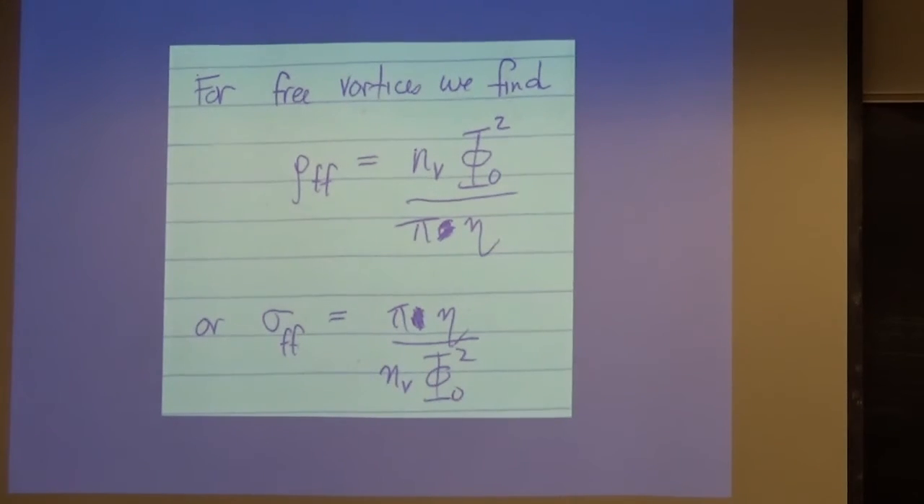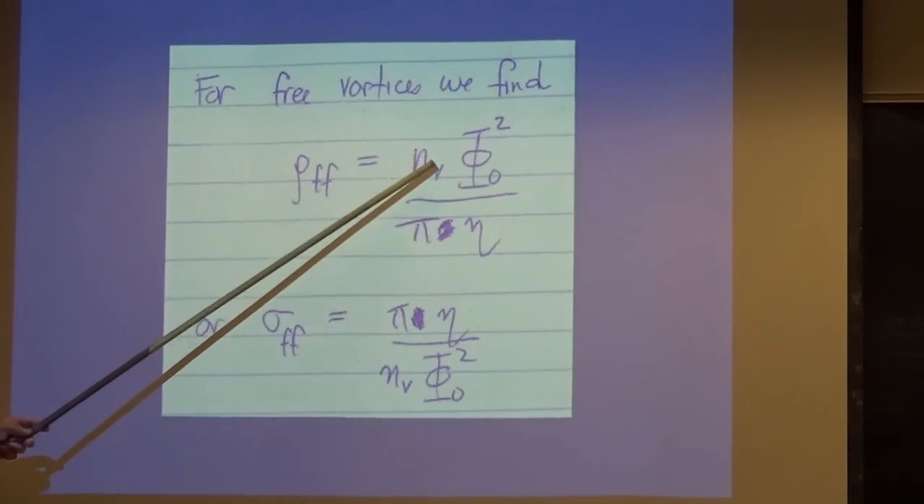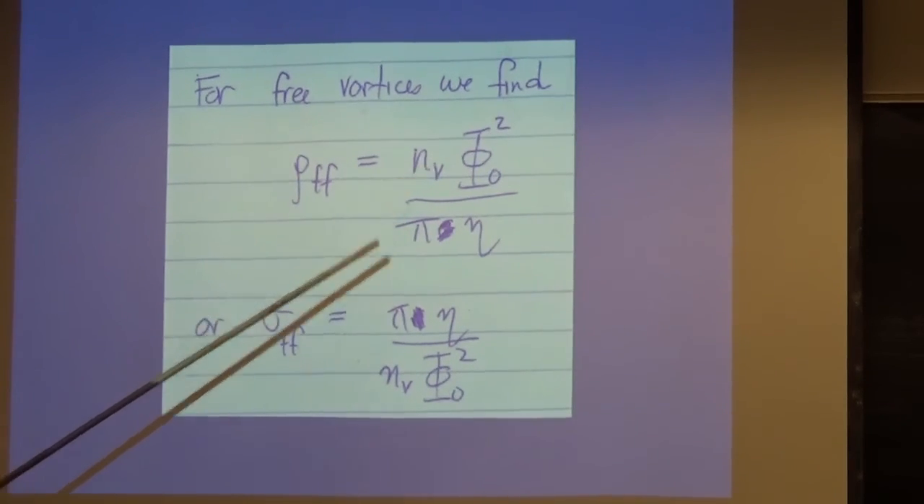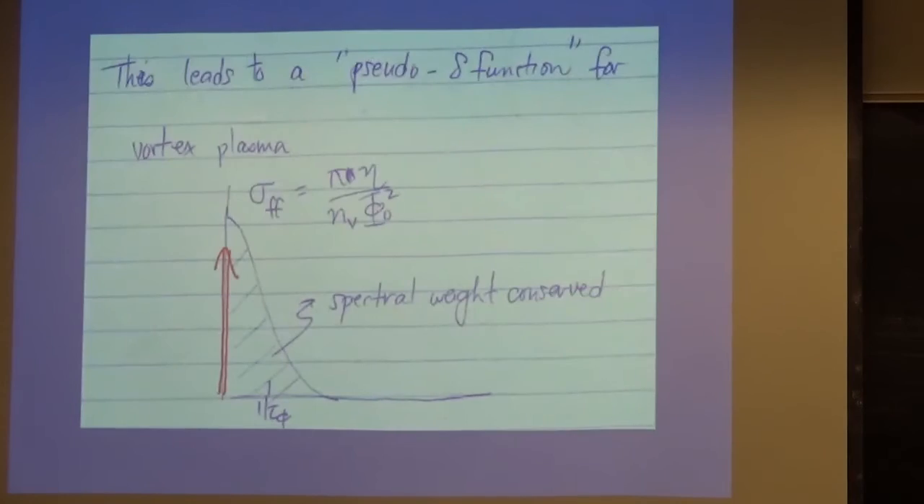Okay, so this is a result I've already stated. For free vortices, we found this result for the flux flow resistivity. If I can ignore the off-diagonal response, which I can in the case of superconductors, the flux flow conductivity is just the reciprocal of this. And notice that this flux flow conductivity diverges as the number of vortices goes to zero.